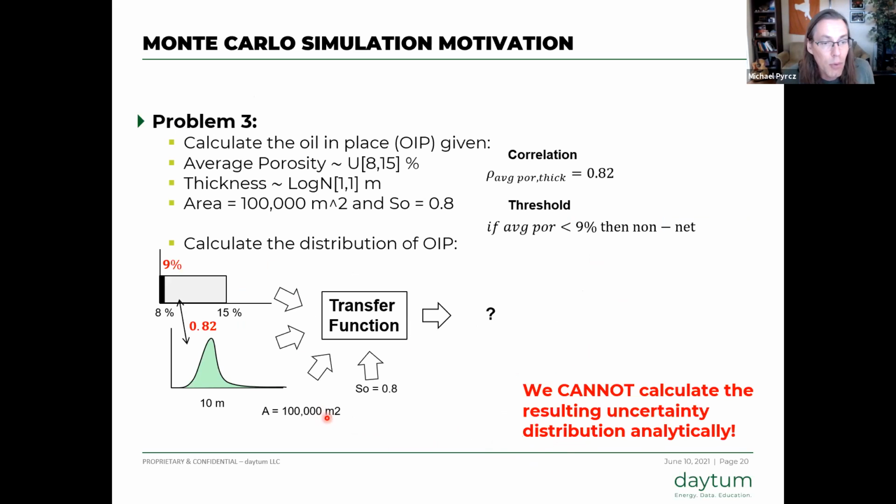Let's give ourselves one more problem. This problem right here. Calculate the oil in place given the average porosity has an uncertainty distribution that's uniformly distributed between 8 and 15%. Has anybody here ever used the uniform distribution in an uncertainty model at work? Anyone ever done that? I saw a raised hand. Thank you very much. I appreciate that. What would you say about that distribution? What does it mean if you use uniform as far as the uncertainty?